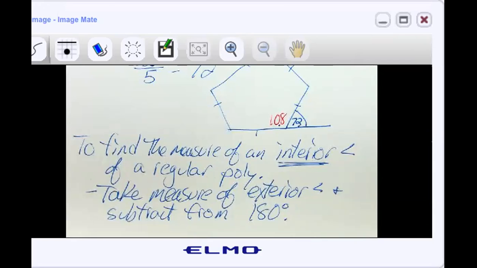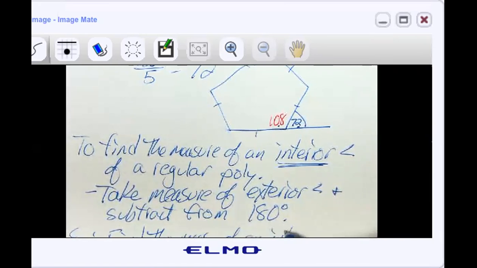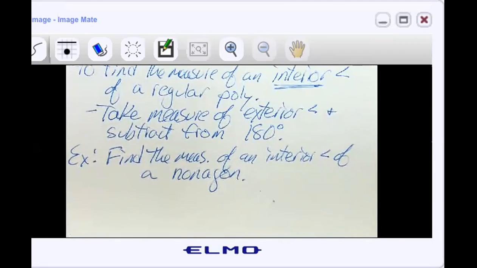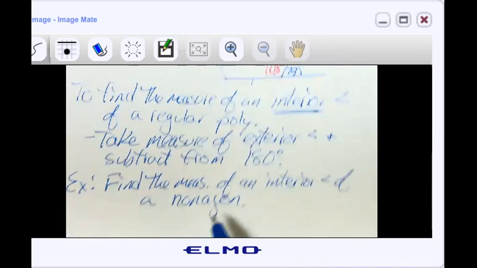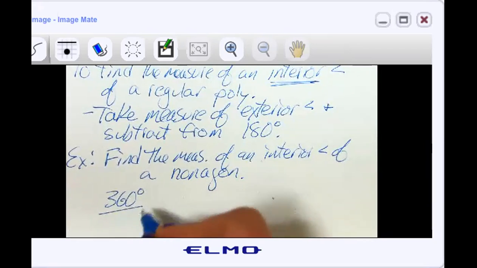Okay, so let's do another example. The instructions will say something like this: find the measure of an interior angle of a, let's do a nonagon. Make sure that you are paying attention to whether it says interior or exterior, because that's going to change your answer completely. To find the measure of the interior angle, our directions say take the measure of the exterior angle, so I have to start with that. Remember how you find that: you just do 360 divided by how many sides you have. So I have a nonagon. How many sides does a nonagon have? If you said 9, you are correct.